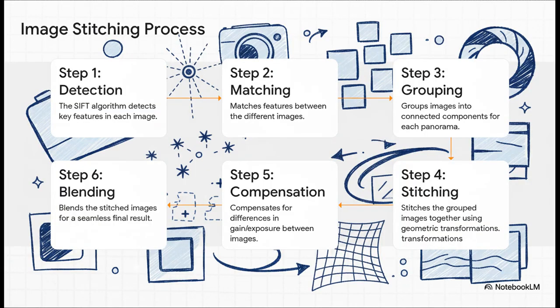So, at a high level, here's the game plan a computer follows. It's basically a 6-step process, right? From finding interesting points in the images all the way to blending them so you can't see the seams. Now, we're going to really focus in on step 4, the actual stitching, because that's where the geometric magic really happens. And to get that, we've got to go all the way back to the basics.